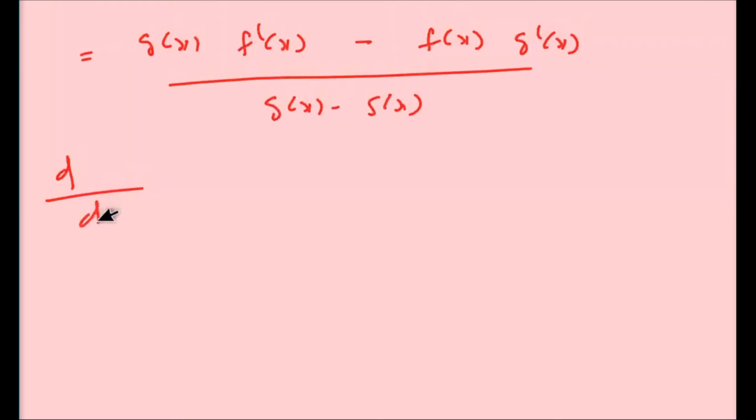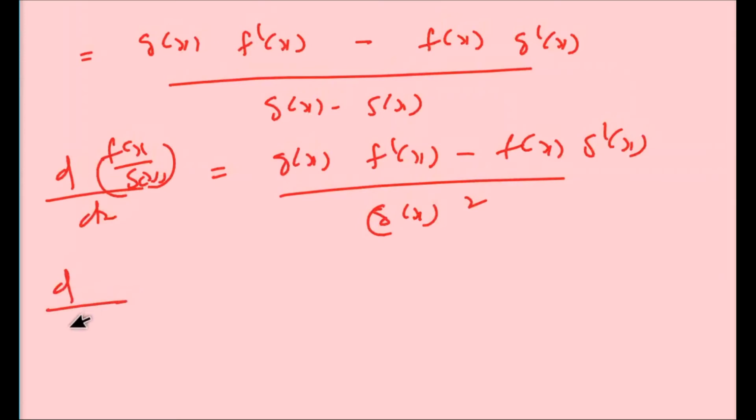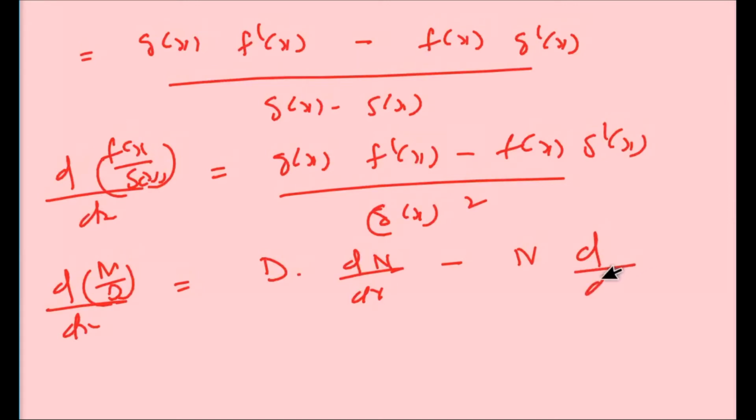So the differential of f(x) upon g(x) is g(x) into f dash x minus f(x) into g dash x upon g(x) whole square. So we can say the formula of numerator upon denominator is equal to denominator into differential of numerator minus numerator into differential of denominator upon square of denominator. This way you can use this formula.